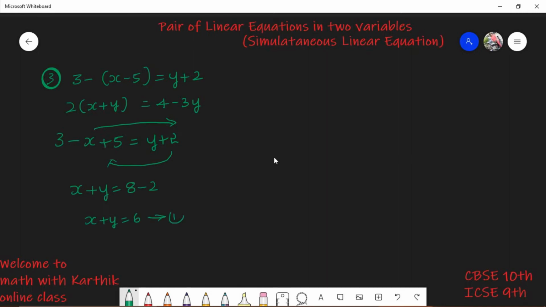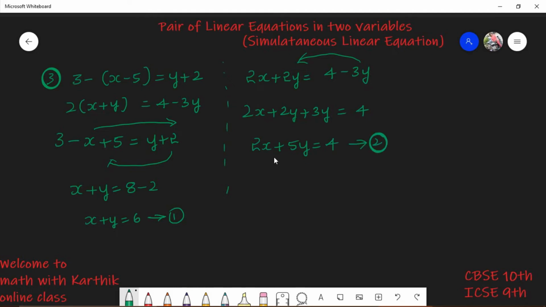Equation 1. Now I'll take the second equation. So 2 times x, 2x, plus 2 times y, 2y, will be equal to 4 minus 3y. I will take 3y to the left side. 2x plus 2y plus 3y will be equal to 4. 2x plus 5y will be equal to 4. So take this as equation 2.